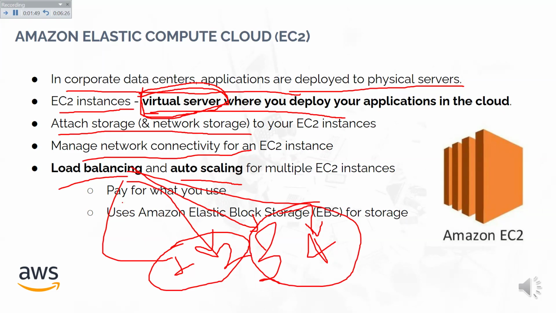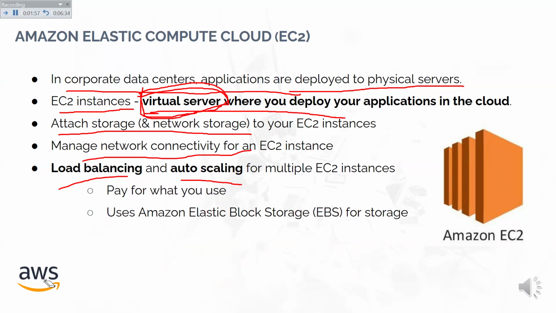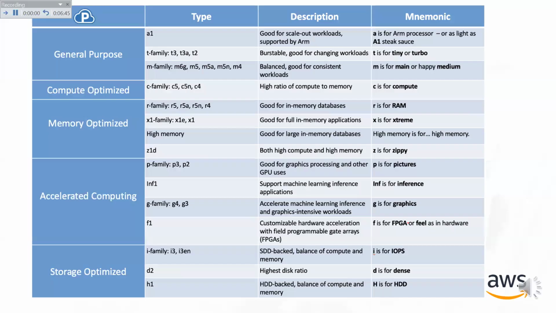Okay. So, pay for what you use, correct? We have to pay only for the time we are using the AWS EC2 machine, and then we can attach an EBS, Elastic Block Store, for the storage system.